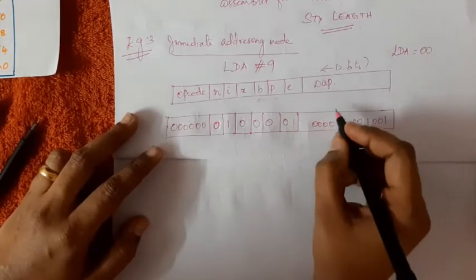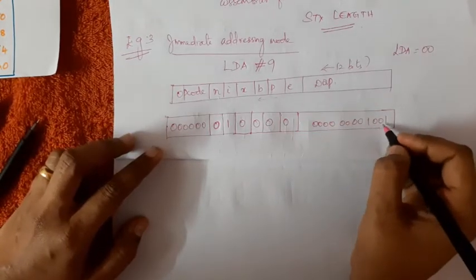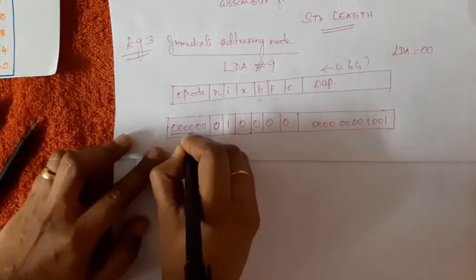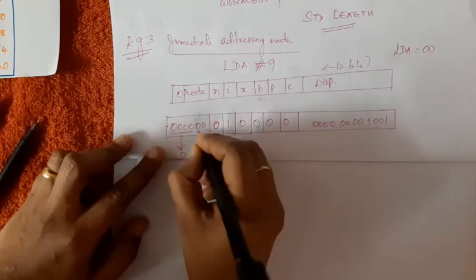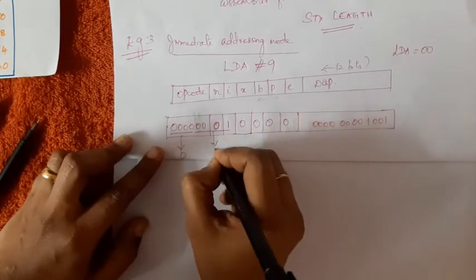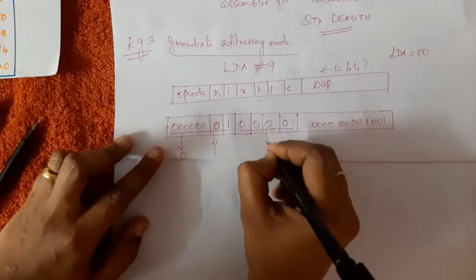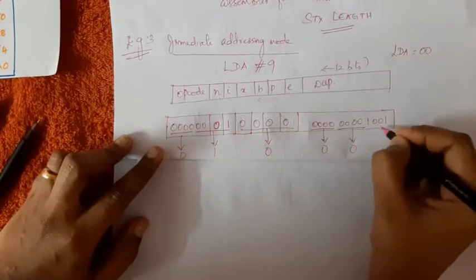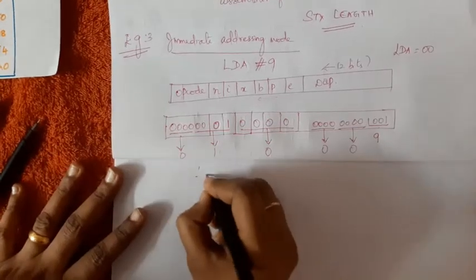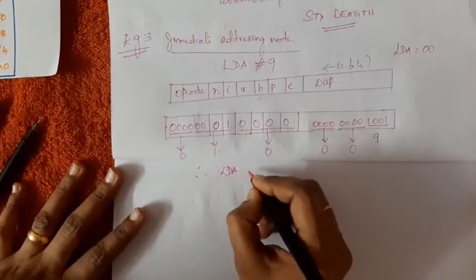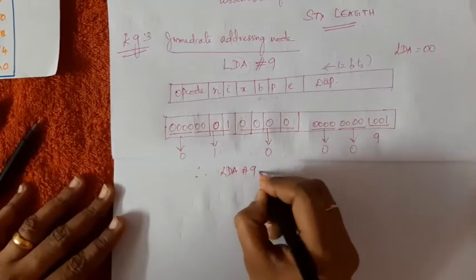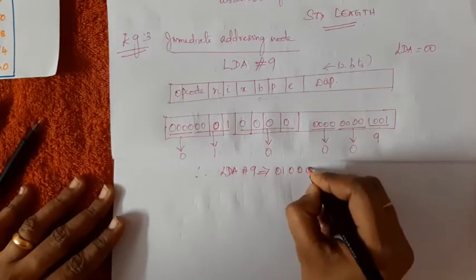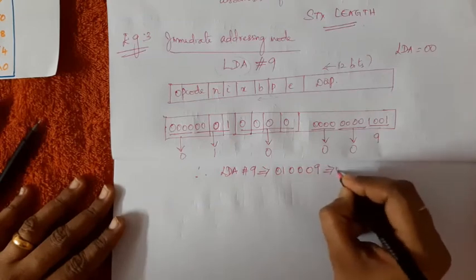Okay, to fulfill the 12 bits. Now we have to find the object code. We take this 0, combine this 4, 1, and again combine this 0, combine this 0, 0, and 9. So therefore load accumulator equals 9. For this the object code would be 010009.